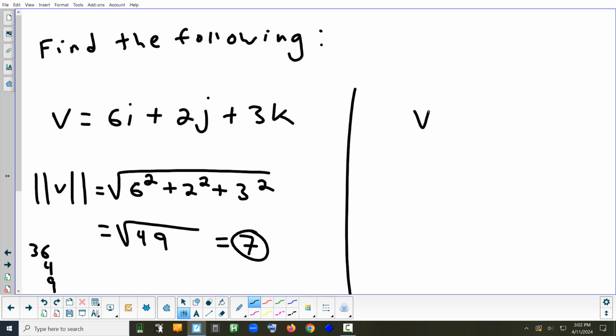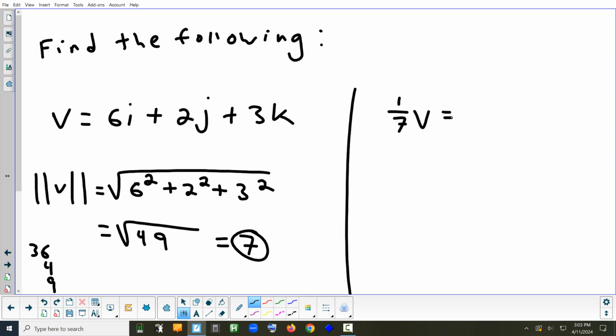Oh, 1/7. Yeah, 1/7. So let's find 1/7 v. And that's going to be a vector that points exactly the same way as the original, but it's going to be 7 times shorter, and that means it'll be a unit vector.